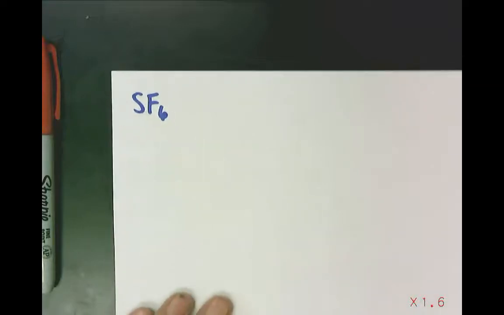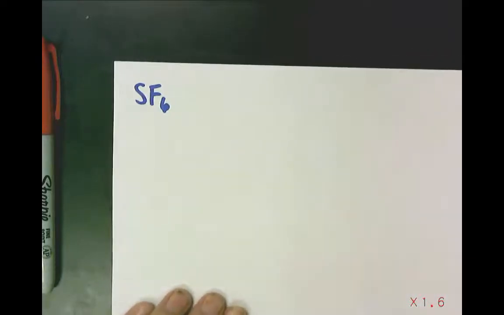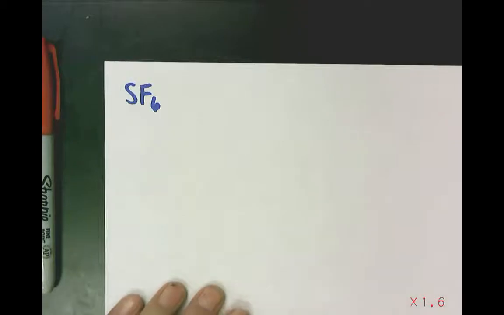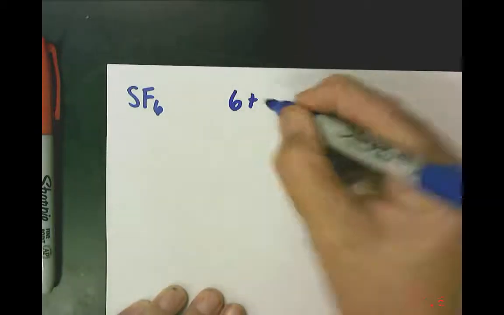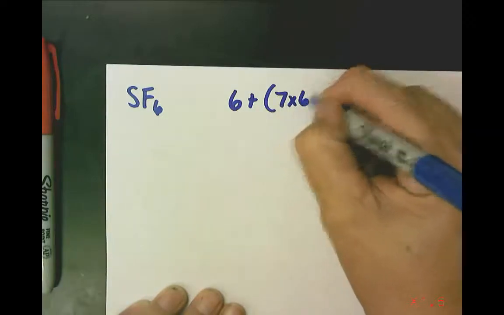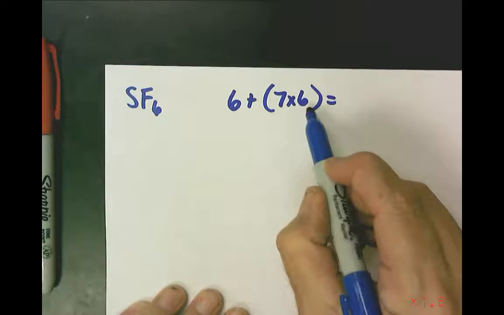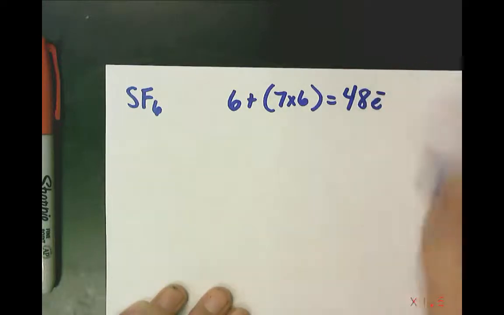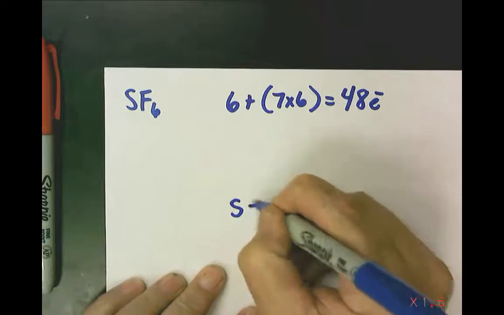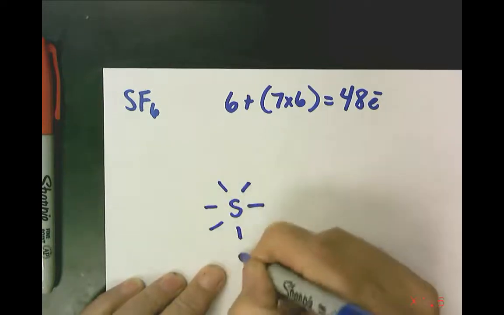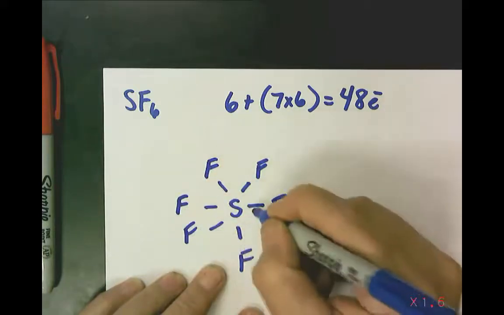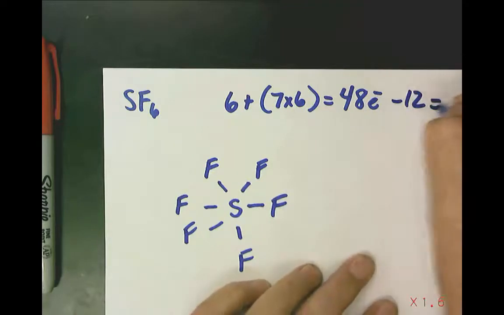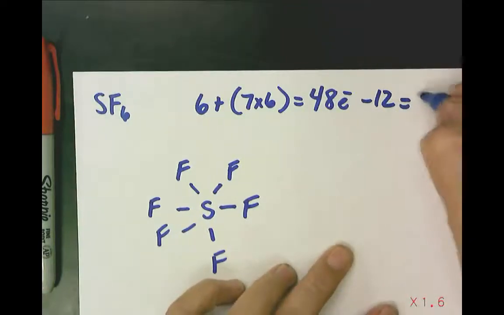All right, sulfur is another one that breaks the rule and will tend to have more than 8 valence electrons. So sulfur has 6, and then there's our fluorine, 7, and there's 6 of them. So we've got 42 and 6, 48 electrons this time. Sulfur in the center, 1, 2, 3, 4, 5, 6. So 2, 4, 6, 8, 10, 12. We've used 12. We're left with 48, 38, 37, 36.